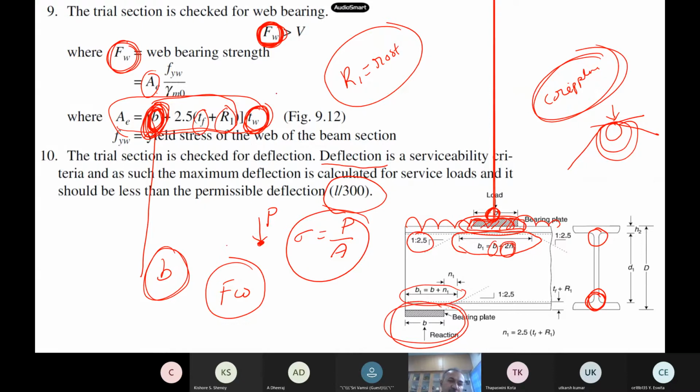This is a formula given in the code, with a 1:2 dispersion, and generally we take it near the junction, that is the flange and the web. Here only there is a chance of crippling, so here you have to take the width and check it. And finally, the deflection has to be verified, like L by 300. The formulas for UDL are what you have studied from mechanics and structural analysis. You calculate the deflection, and it should be less than this limit. So these are all straightforward steps.